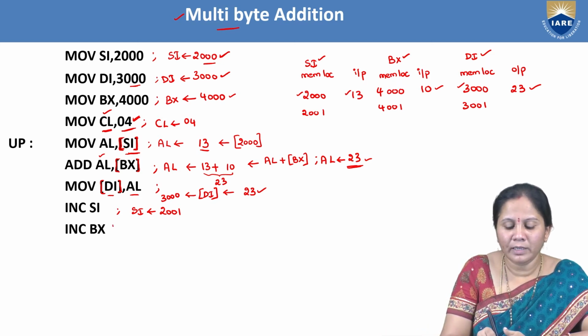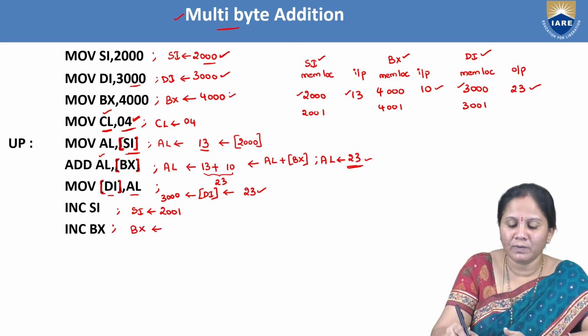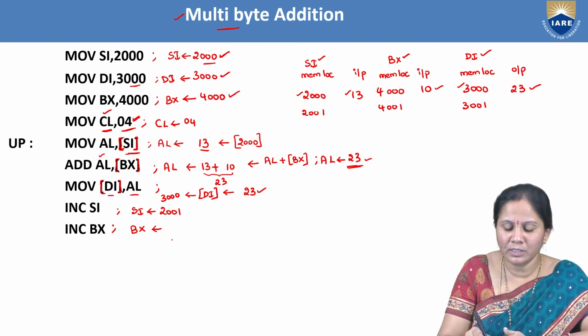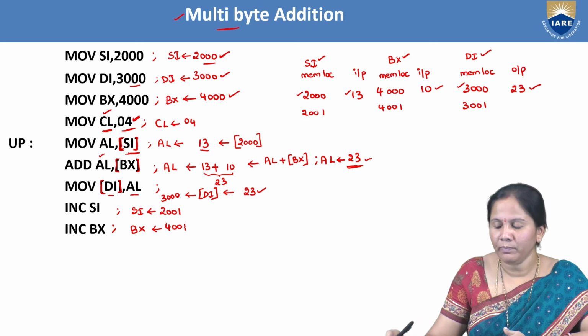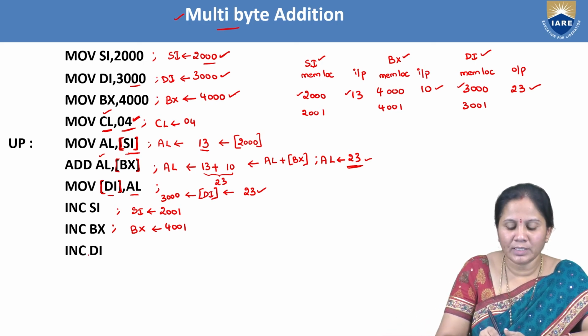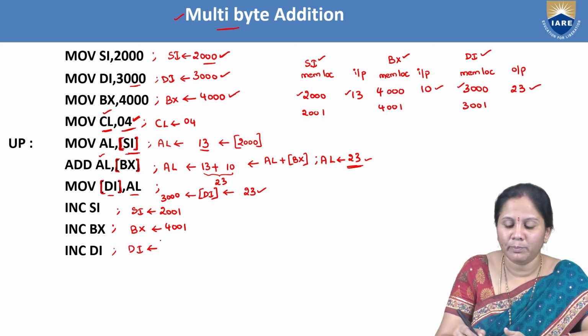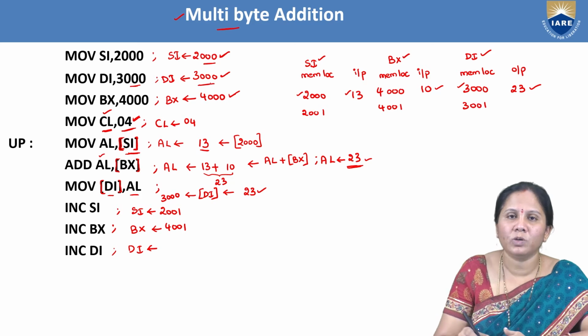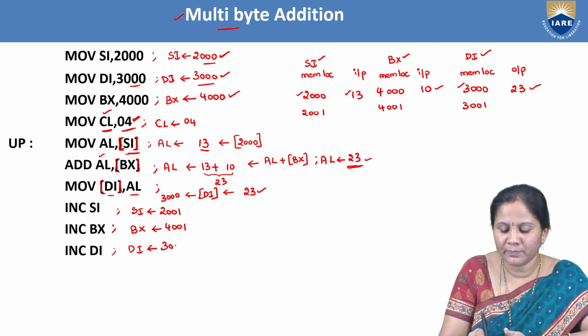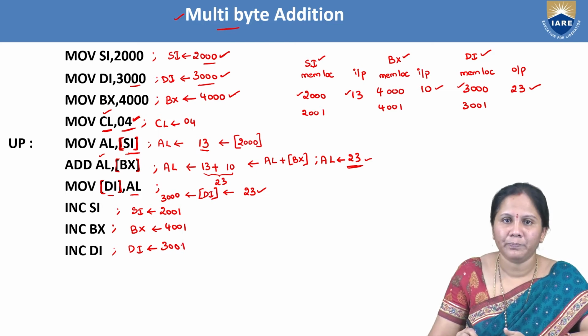And INC BX means the value of BX will be incremented by 1. Previously the value of BX was 4000, so it becomes 4001. And next one is INC DI. Here the value of DI will be incremented by 1. Previously the value of DI was 3000, and incremented by 1 it becomes 3001.